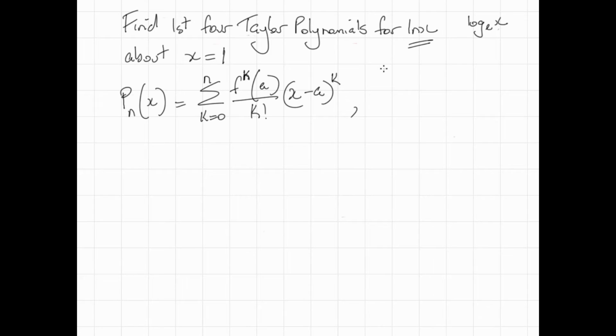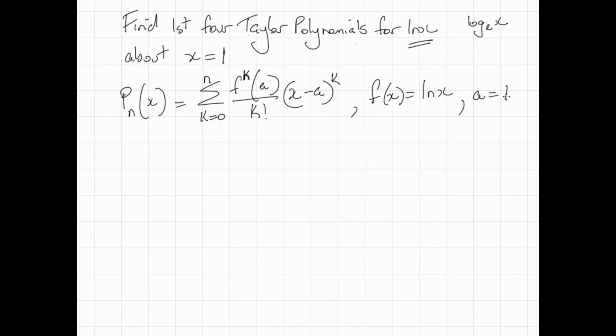What else have we got? We know what f of x is; we look in the question, and f of x is equal to ln x. The other thing we need to write down initially is our a value, about what point we want these polynomials. It's about x equals 1, so a is equal to 1. That's required to identify each of those from the question.